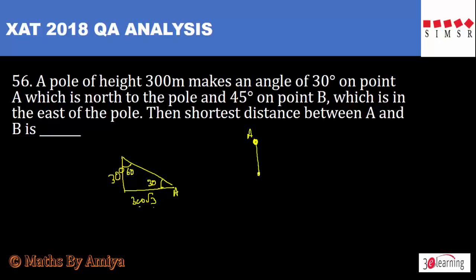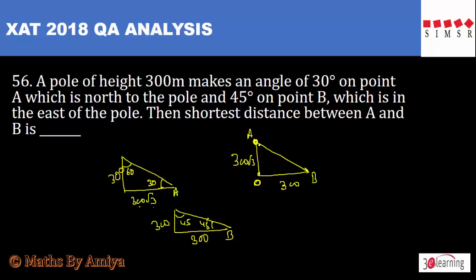So from this pole distance, assume O is the pole. This one is nothing but 300 root 3. Now point B is in the east. Point B is in the east with the 45-degree angle. Height is 300. So base would be again 300 with the isosceles triangle. So in the east we have 300 and we need to find AB. By the Pythagoras, 300 root 3 and 300, we will definitely get, this one is nothing but 600, and this one is our answer.